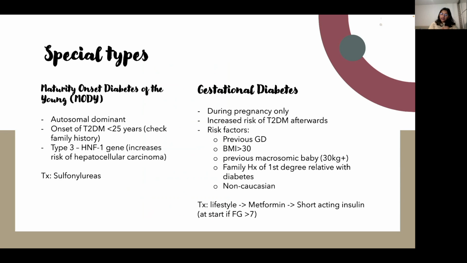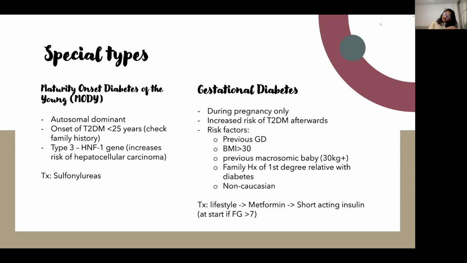Risk factors for that: if they've had it in a previous pregnancy, if they're quite overweight and their BMI is over 30, if they've previously had a macrosomic baby, which basically means quite a heavy baby that's above 30 kilograms, and if they have a family history of a first-degree relative with diabetes, any type of diabetes. First degree means either your siblings or your parents. Or if they're non-Caucasian.